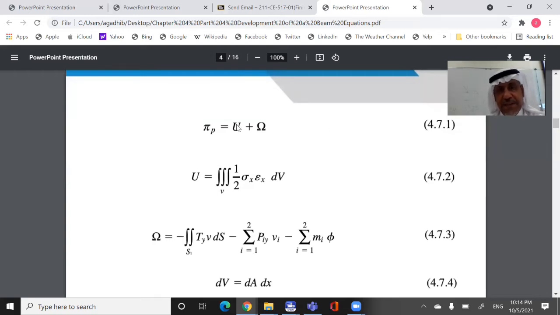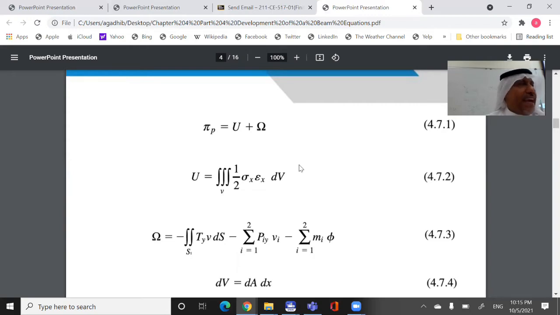Okay, do you remember this? Yeah. This is the potential. This is the strain energy, half sigma times epsilon dV. What is this? This is the work done on surface load, concentrated load. What is this? Body load, concentrated moment, right? Okay, so this one is just like minus the external work.